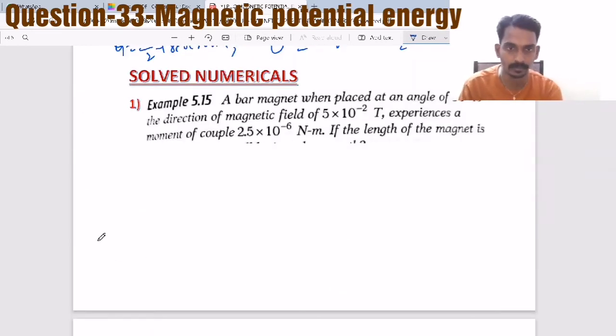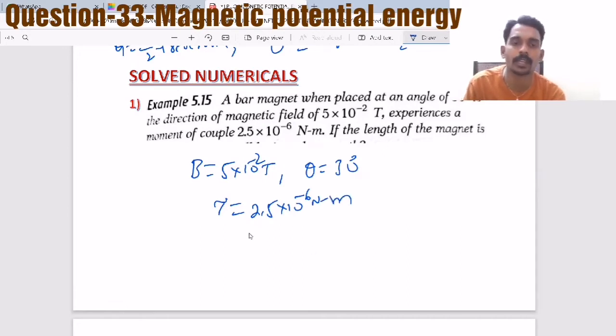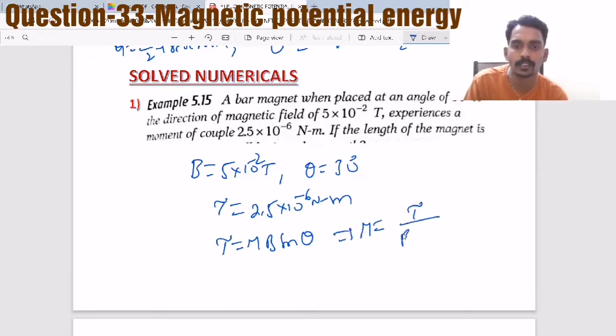The very first question: a bar magnet is placed at an angle of 30 degrees to the direction of the magnetic field. The magnetic field is 5 into 10 power minus 2 Tesla, and at an angle of 30 degrees it experiences a moment of couple, nothing but torque, that is 2.5 into 10 power minus 6 Newton meter. Now torque tau equals mb sin theta, so from this capital M equals tau by b sin theta. Tau is given, b is given and theta is given.